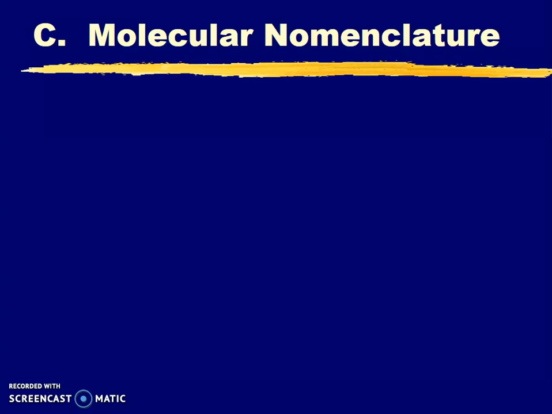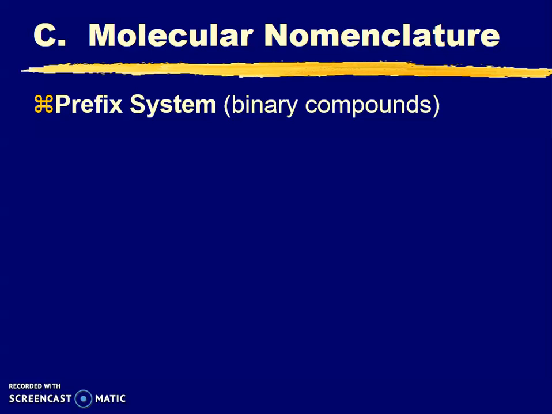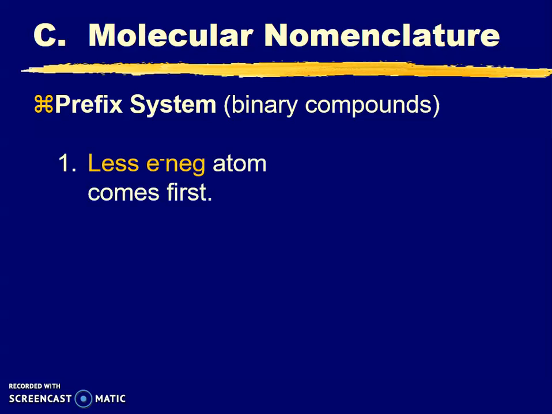So let's get into molecular nomenclature, naming these covalent molecules. We are going to use a prefix system. Now, this is for binary compounds, meaning there's only two different types of elements. So when you are given the two elements that are in your compound, the less electronegative atom comes first. Okay, the less electronegative atom comes first.